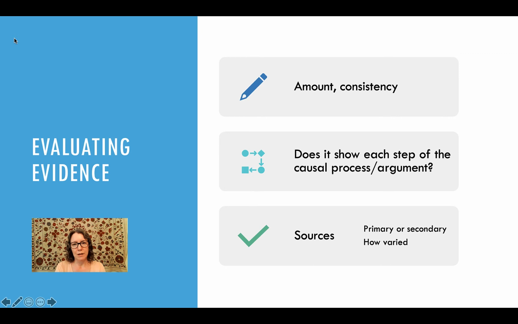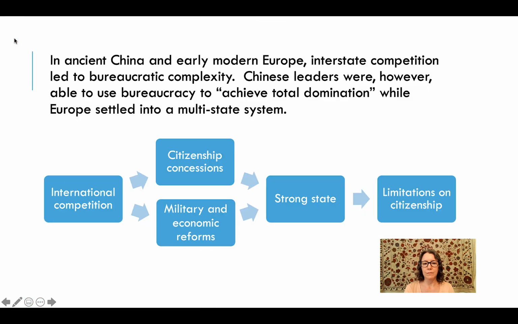Because the second point here is the most important question that you need to answer. Does the evidence provided actually show each step of the causal process or the argument? To go back to the causal diagram I showed here, Hui provides a lot of information in the material I gave you, talking about citizenship concessions. She goes into great detail and has great sources for these elements. She also provides some information on military and economic reforms that were taking place at the same time.